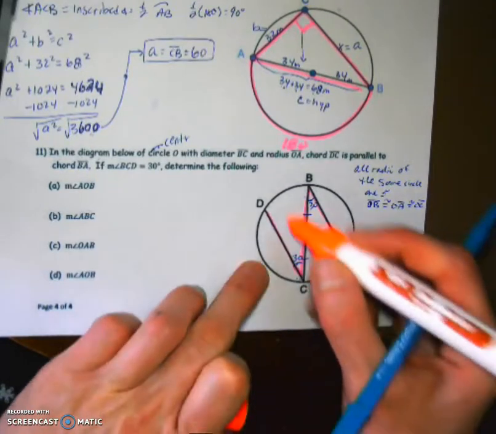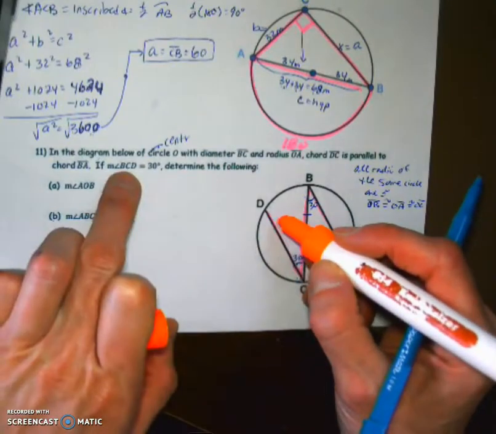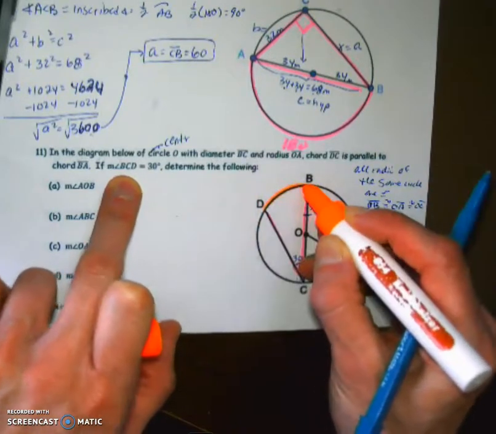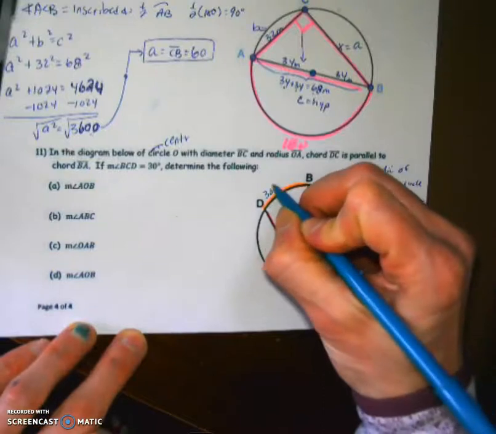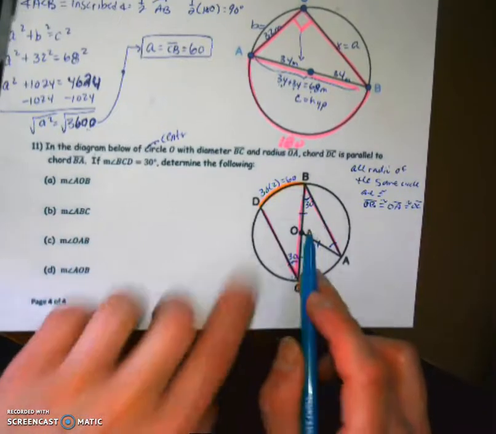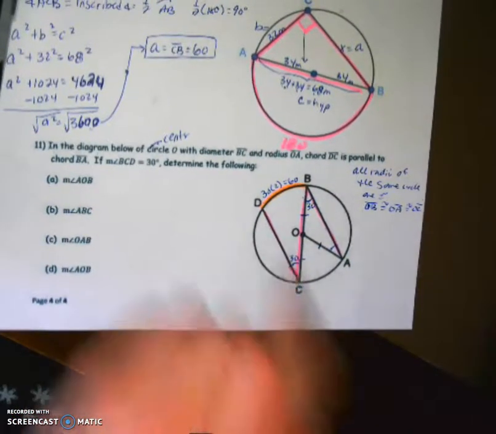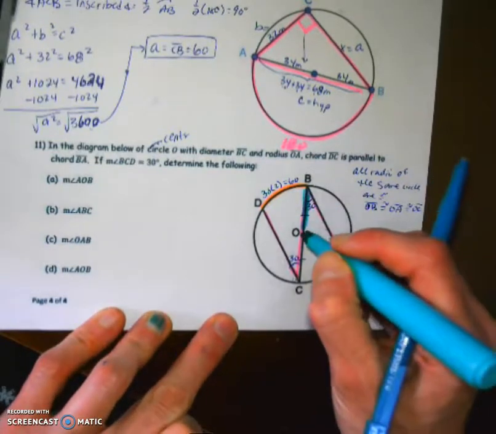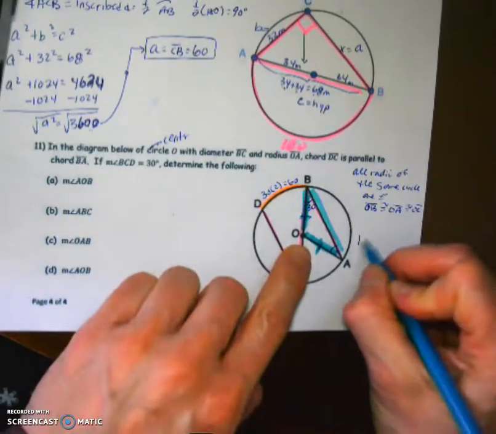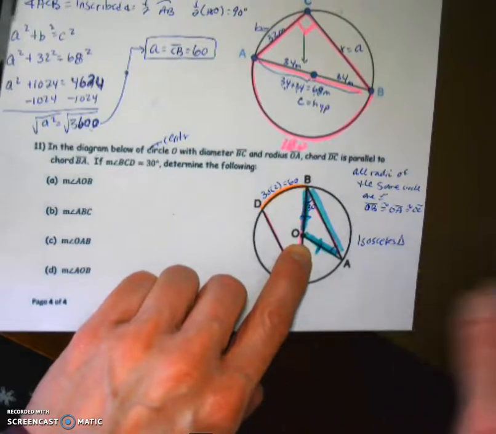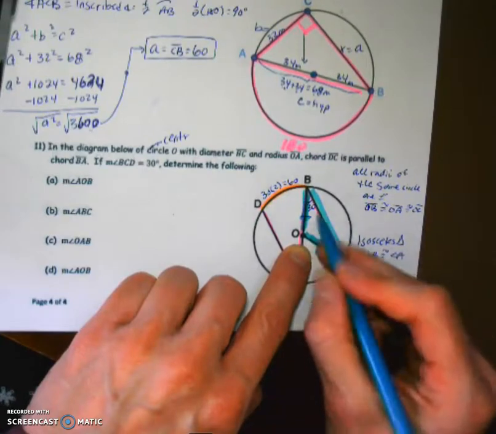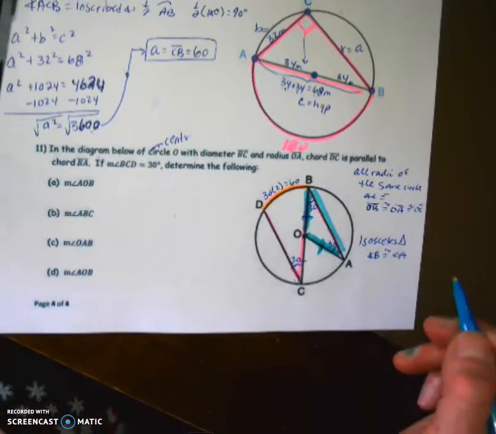So if angle BCD is 30 degrees, that's an inscribed angle. It's going to be half of this intercepted arc, which means arc DB will be 30 times 2, which is 60. All right. Then look what we have here, this triangle. This is a radius. This is a radius. These are two congruent sides of this triangle. We have an isosceles triangle, which means angle B is going to be congruent to angle A, because angles opposite congruent sides are congruent.